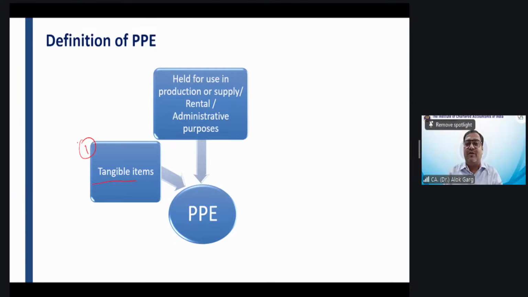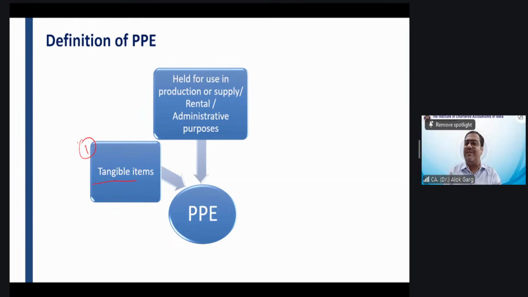Rental purposes or administrative purposes. Refrigerator, furniture and fixture, chair, table, laptop: these are used for administrative purposes. Okay. Office building, administrative purposes. Administrative purposes means to run the business.